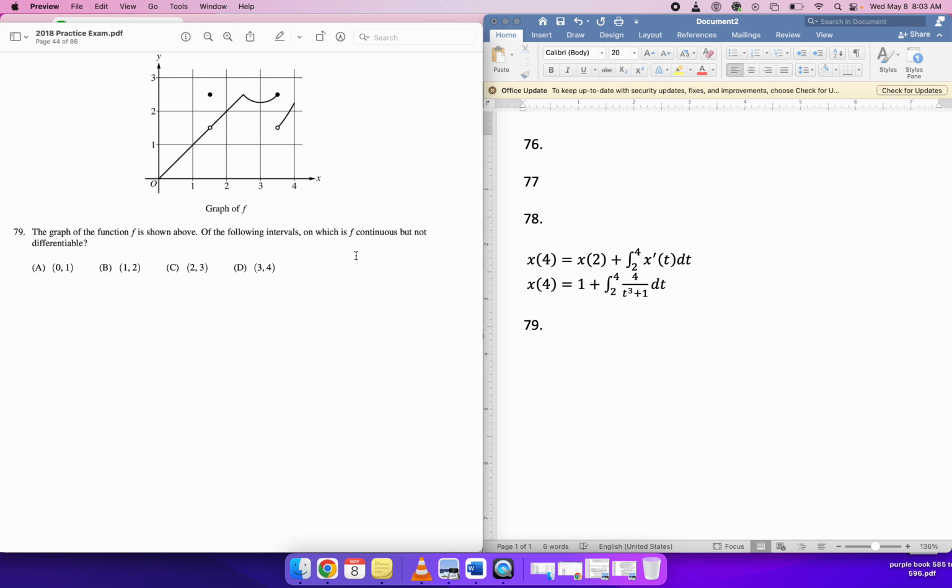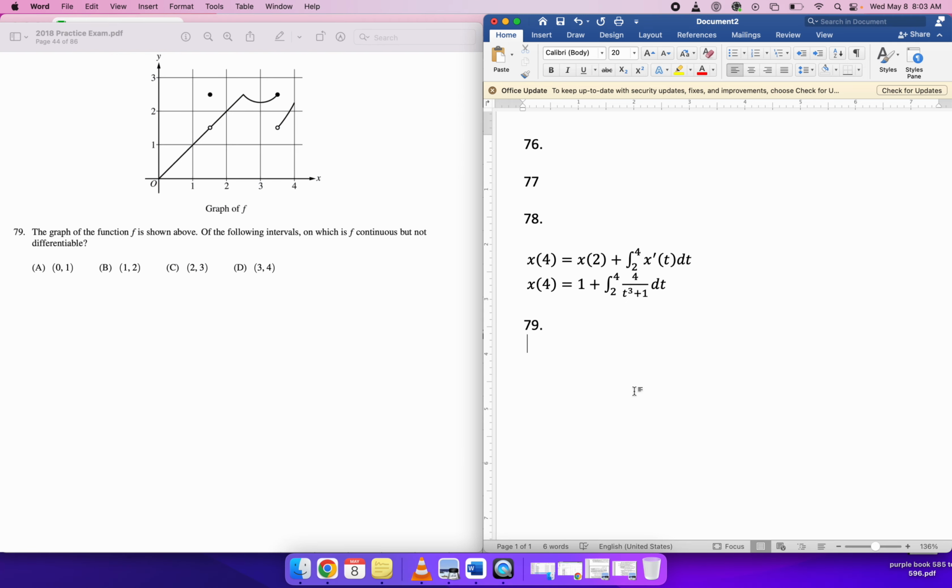Classic example of continuous but not differentiable is like a corner of some kind, right? A corner, like this guy right here. Okay, it's continuous here, but it's not differentiable. So I'm looking for an interval which contains this guy. Not 0 to 1, not 1 to 2, 2 to 3. Yeah, 2 to 3 looks good, right? 2 to 3 contains this guy. So I would say it's C.